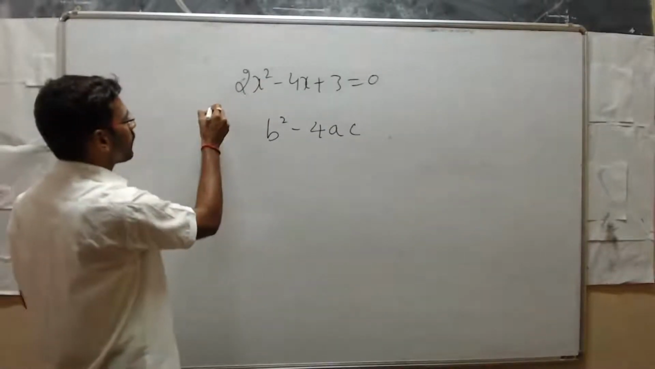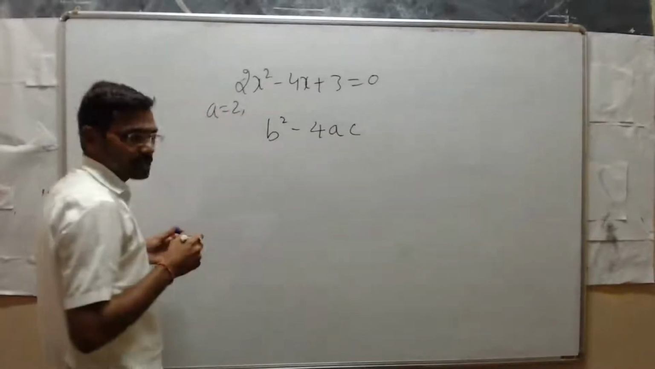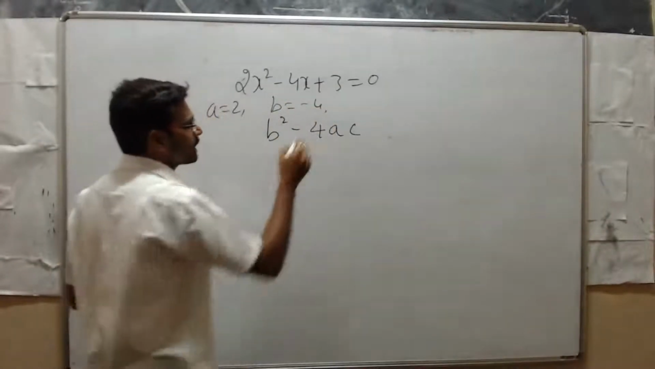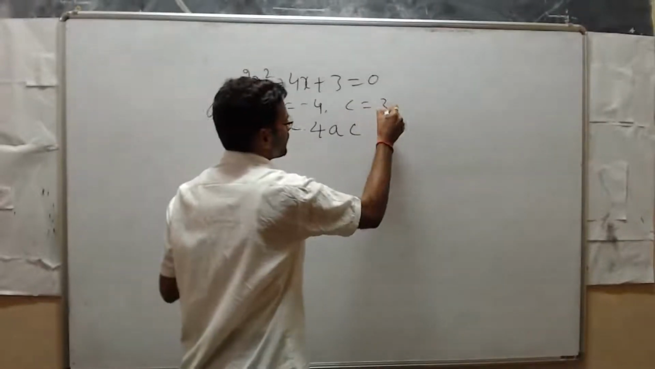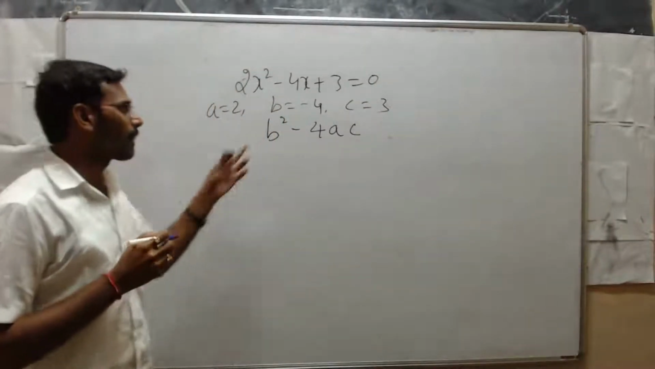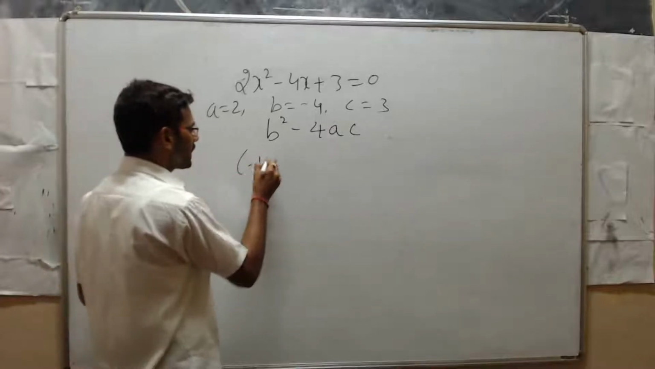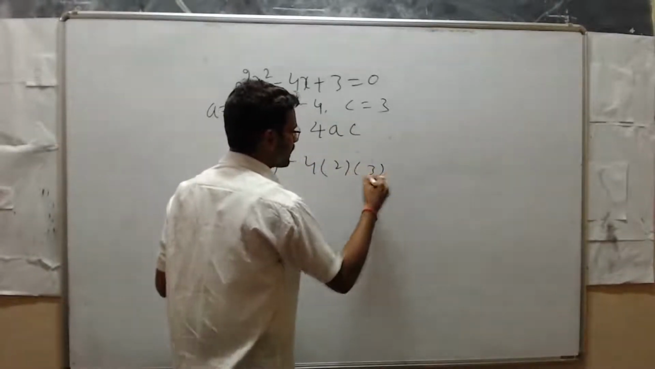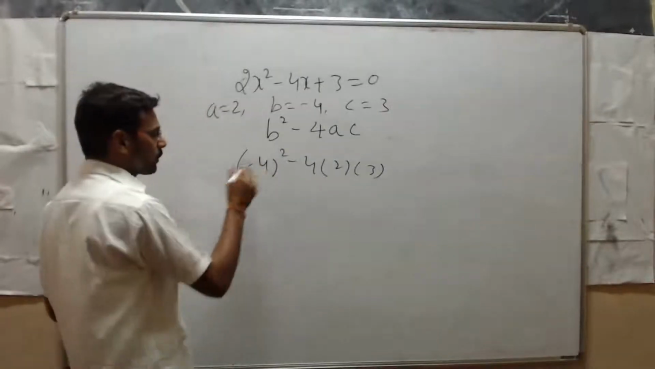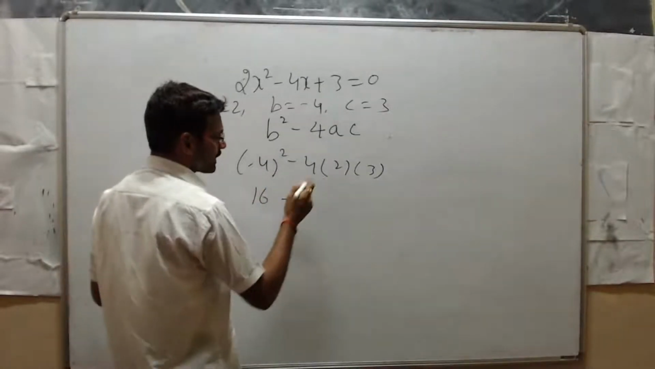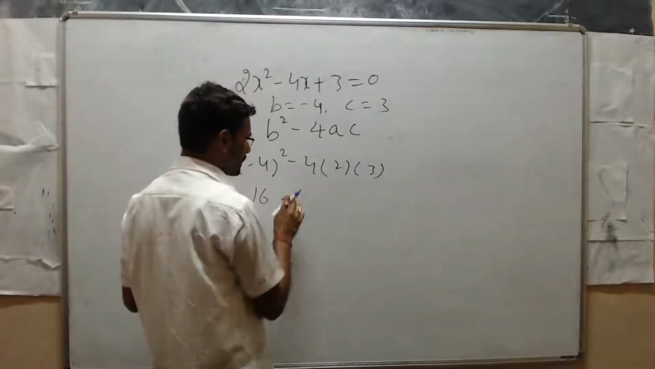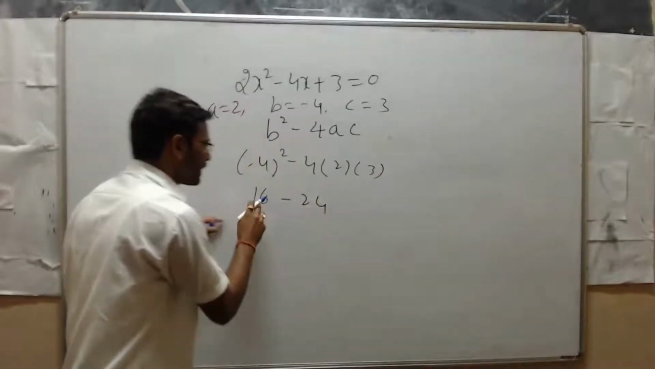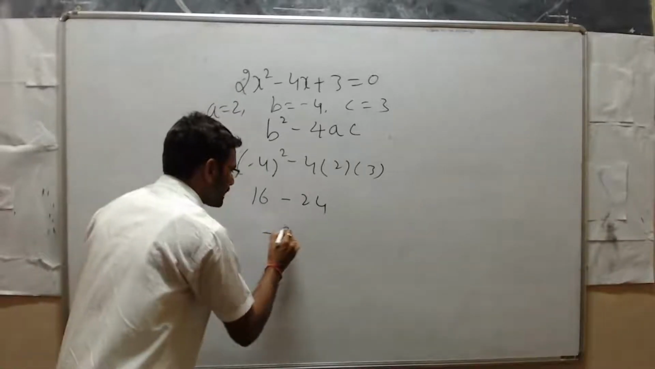Now what is the value of a? A is the coefficient of x square, which is 2. What is the value of b? B is the coefficient of x, it is -4. C is the constant term, it is 3. Then b square is (-4) whole square, minus 4 into a value 2, into c value 3. Minus square is plus, 4 square is 16, minus as it is, 4 twos are 8, 8 threes are 24. Therefore the answer is 16 minus 24, which is -8.